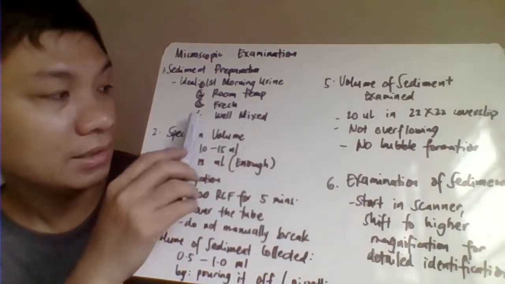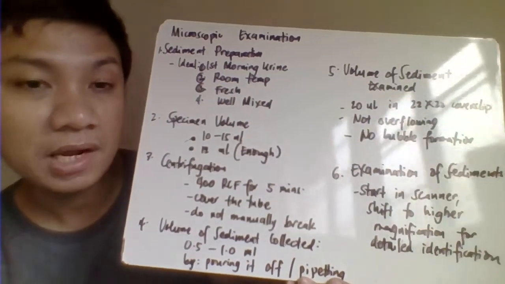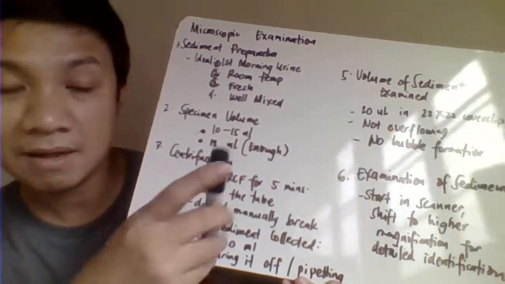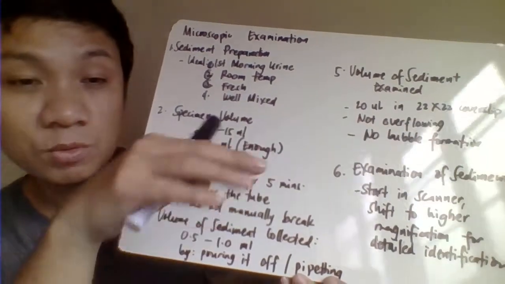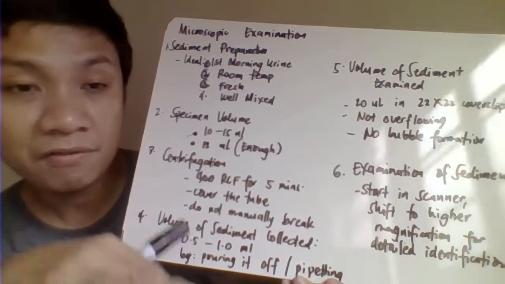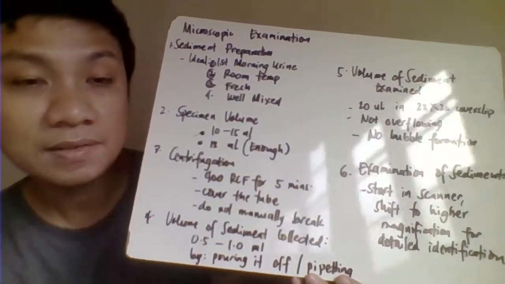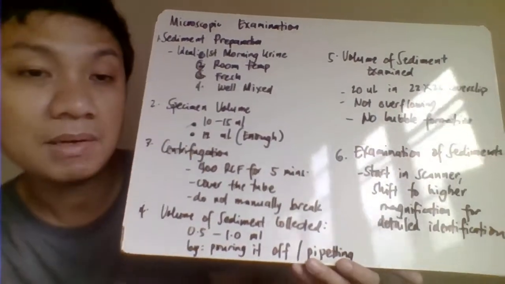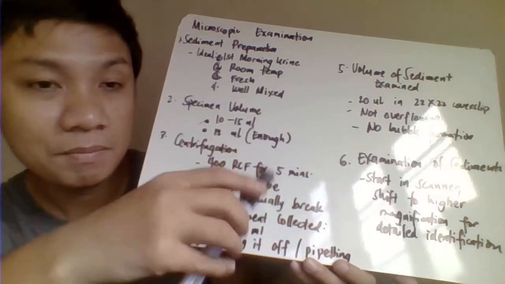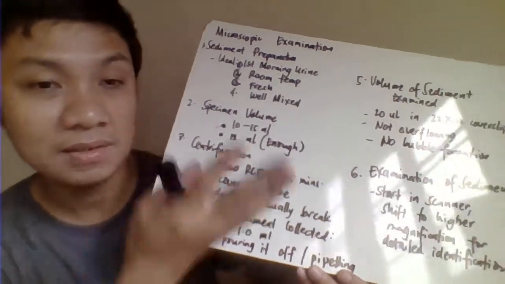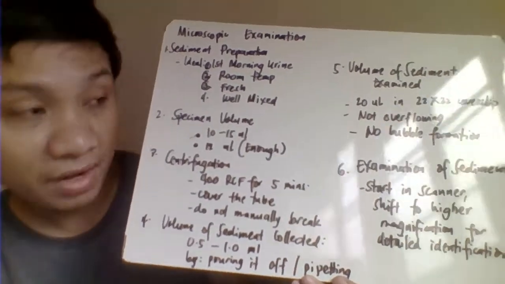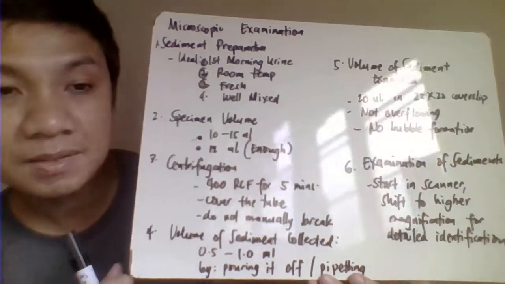Then another one, before you centrifuge your specimen, you need to mix your specimen sample well, to resuspend the sediment which has already settled at the bottom after the urine sample sat for a longer period of time. The sediments go down, so you need to mix your specimen, allowing the entire sediment to be part of your urine sample for identification.